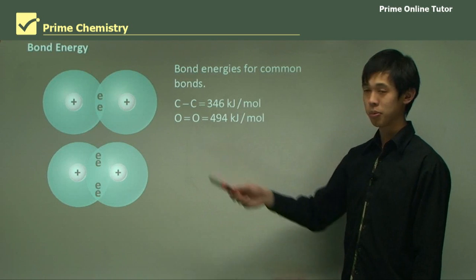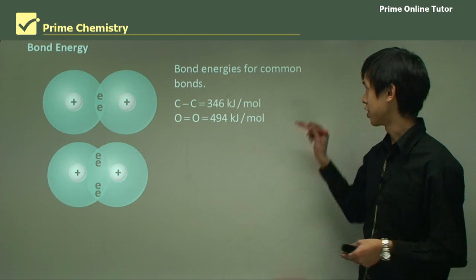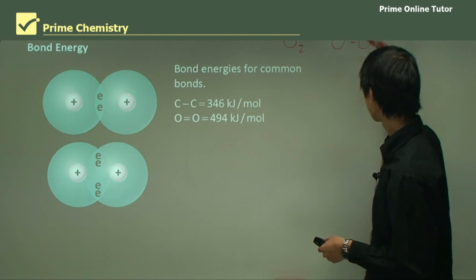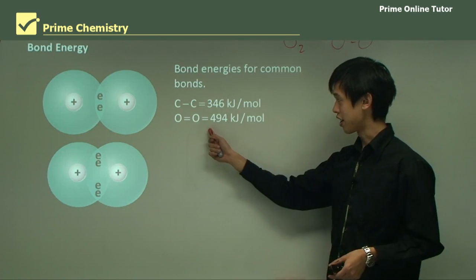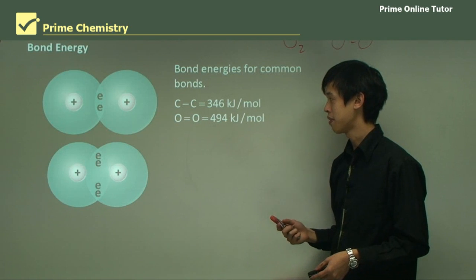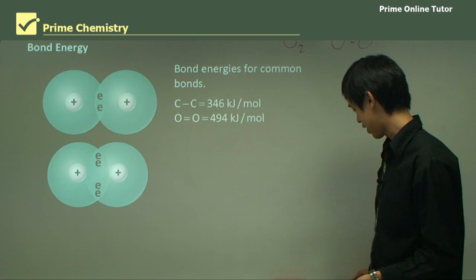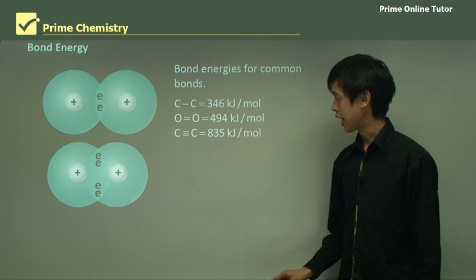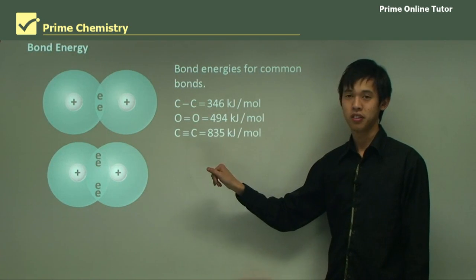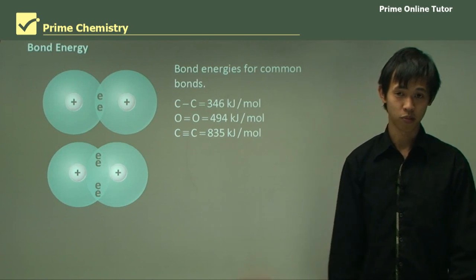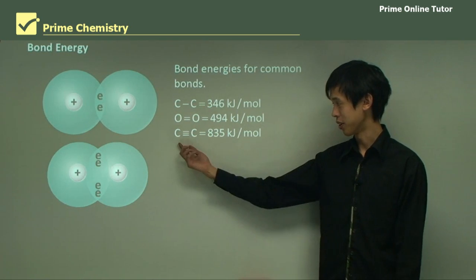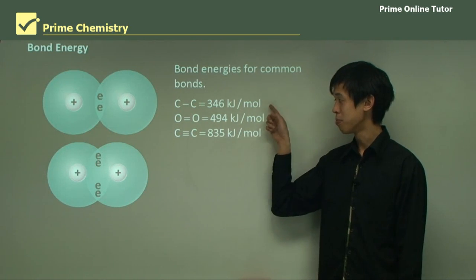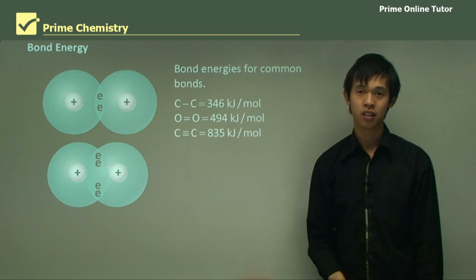Now the oxygen double bond. Remembering that oxygen has 2 bonds, this is 494 kilojoules per mole. Again, not too high a number. And then you've got the carbon triple bond. You may not have ever heard of a triple bond before, but they do exist, let me assure you. That equals 835 kilojoules, so more than double the carbon to carbon bond.